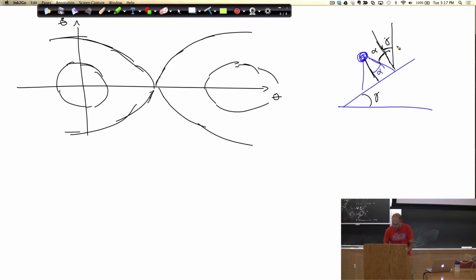So there's a defining moment in these phase diagrams where theta is gamma plus alpha. There's another one on the other side where it's gamma minus alpha.